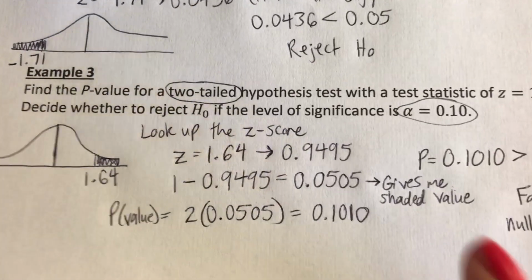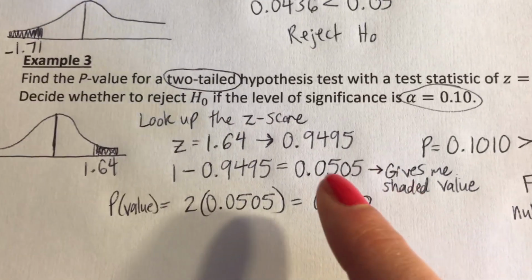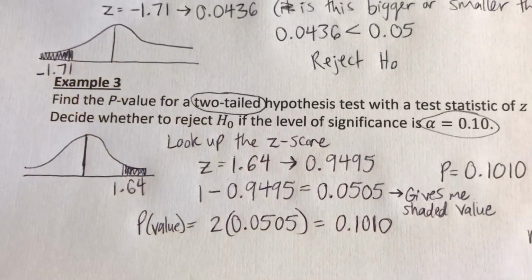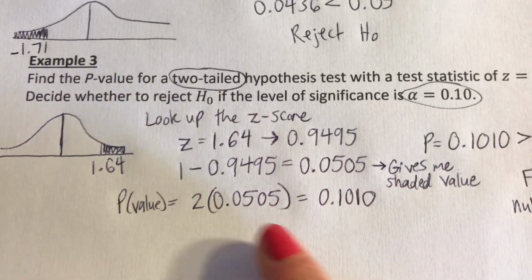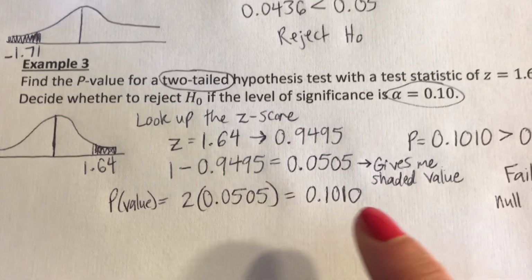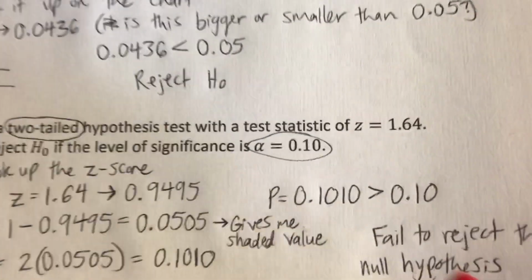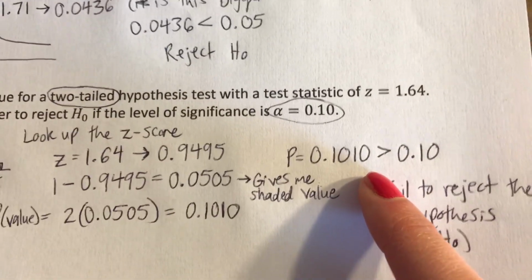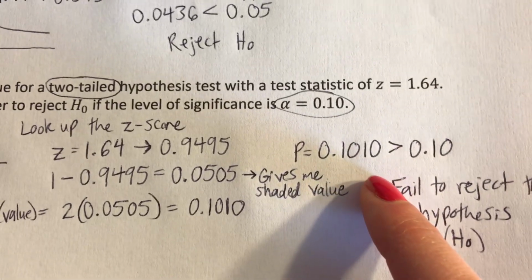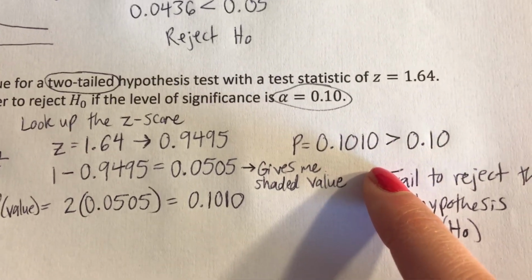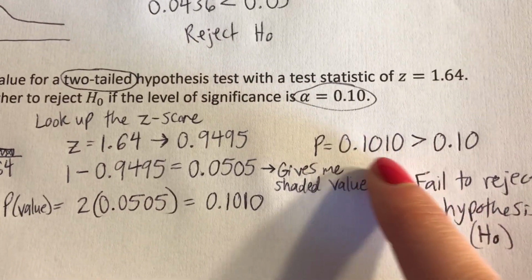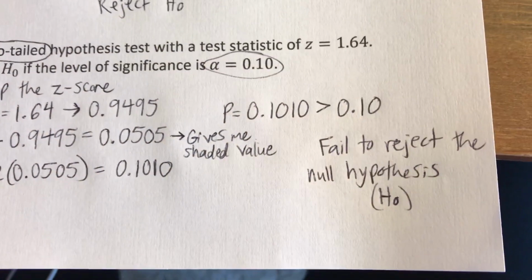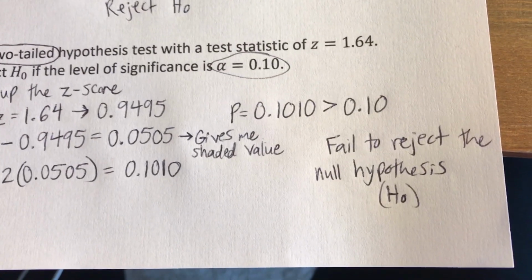So now, because it's asking me for a two-tailed hypothesis, I'm going to multiply this number by 2, and I get 0.1010. Now, I put it up to the test. Is my probability less than my significance, which A equals 0.1? And in fact, it is greater than, which means we fail to reject the null hypothesis.